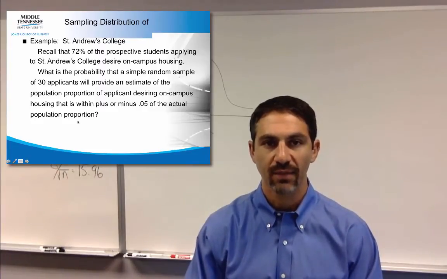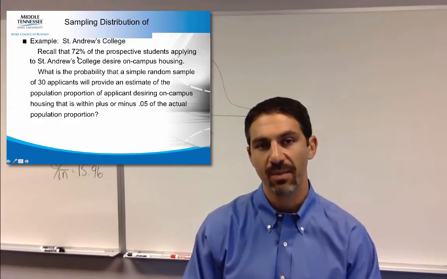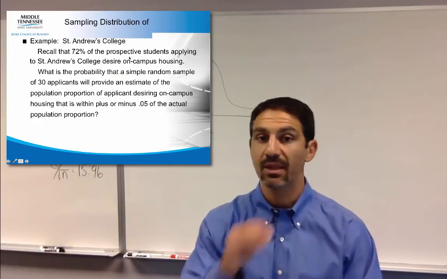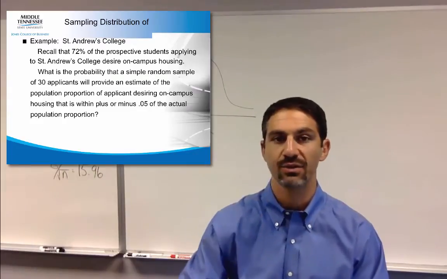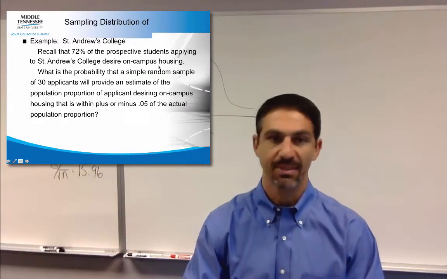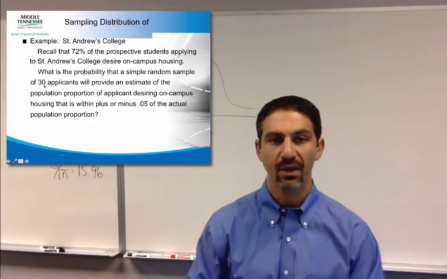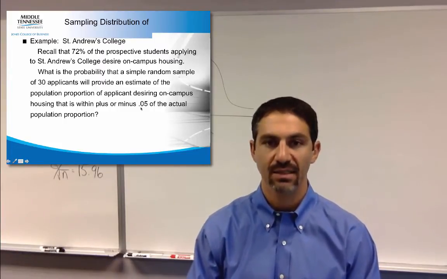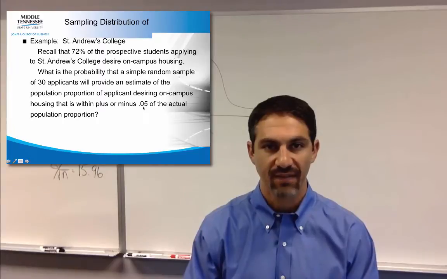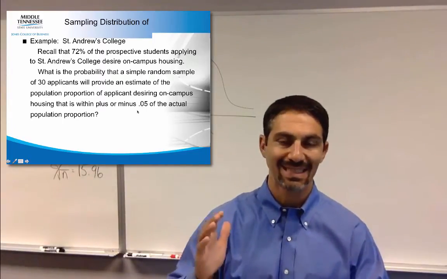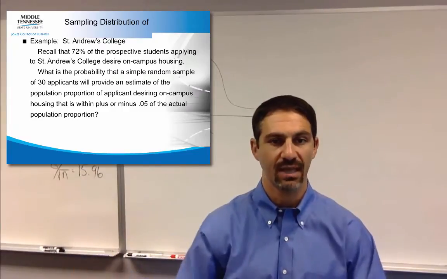So if we recall from that first slide we saw way back when, 72% of prospective students, according to the population, which means all students at St. Andrews, desired on-campus housing. So they took a random sample of 30, and they want to know how it can be plus or minus 5% of that. So basically what we're talking about is what's the probability that it's between 67 and 77%.